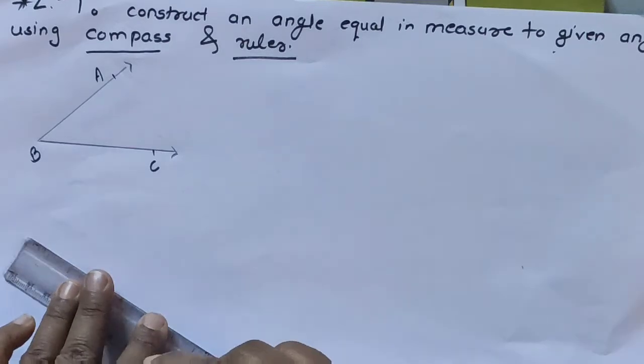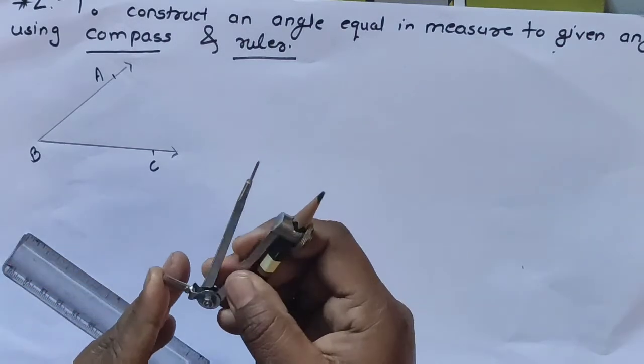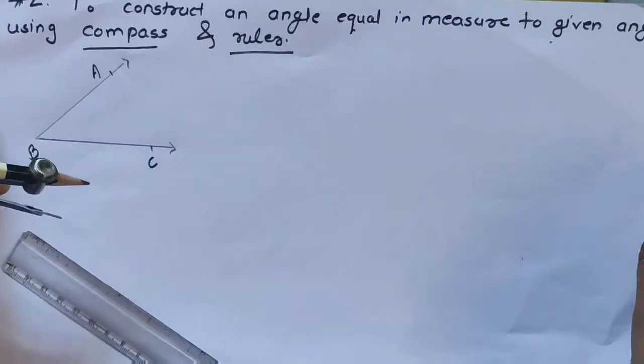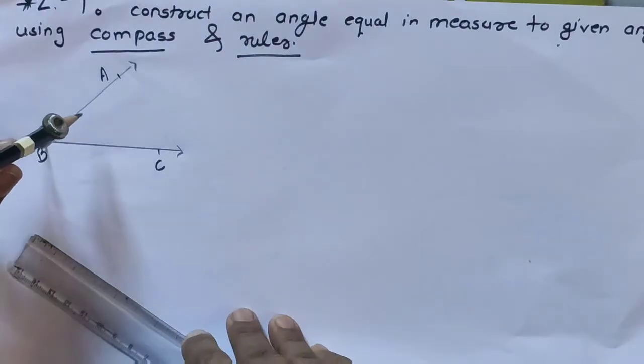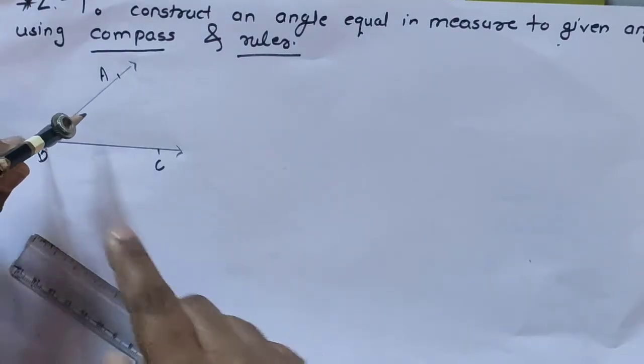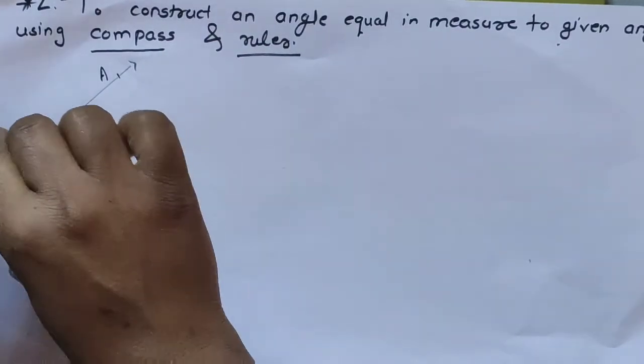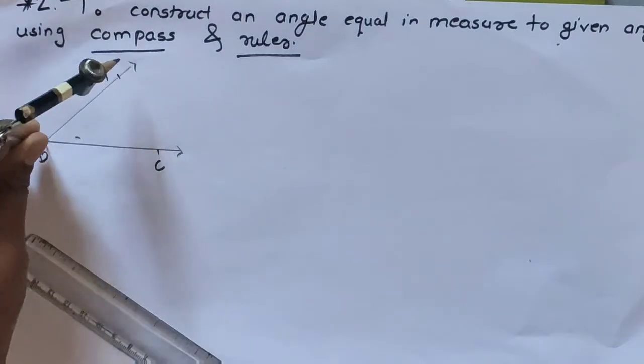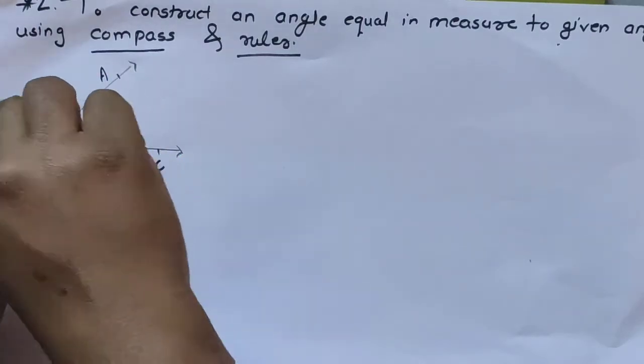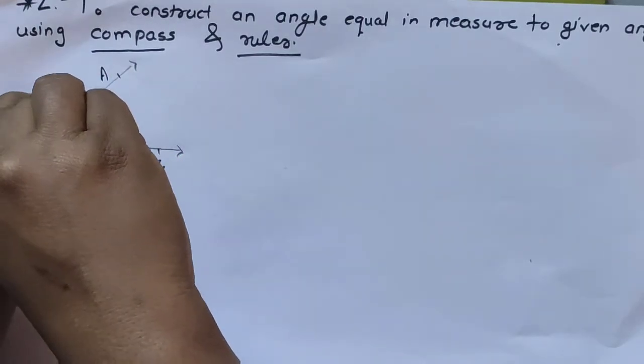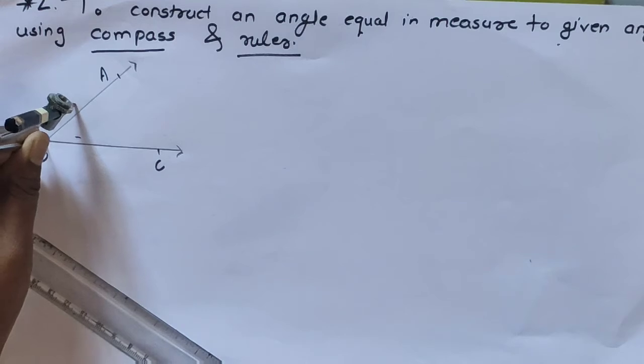The steps of construction are, we have to take a sufficient distance. Sufficient distance means what? Yesterday I forgot to tell you. We don't want to take a very small distance, or a distance that is too large, more than the angle. We have to take a medium distance. It will be easy for us for the construction.